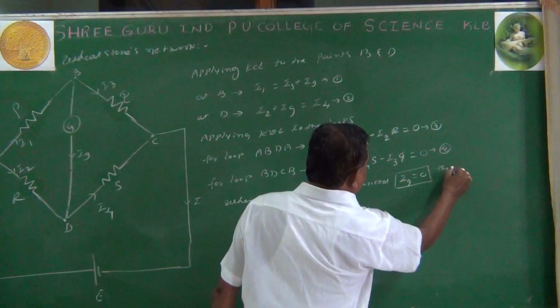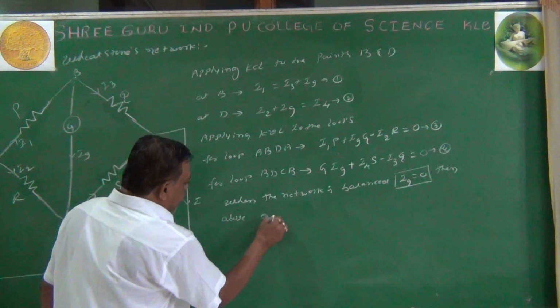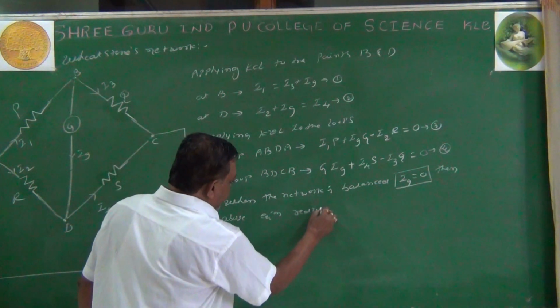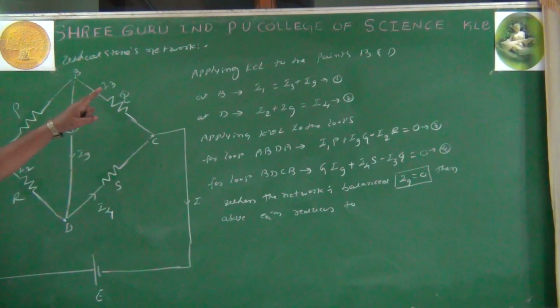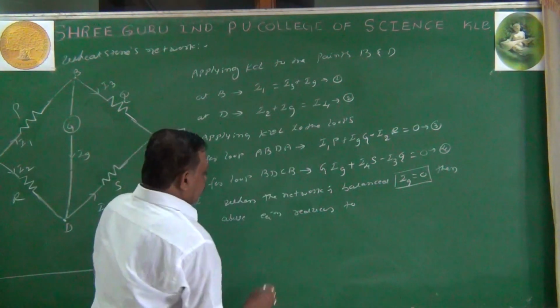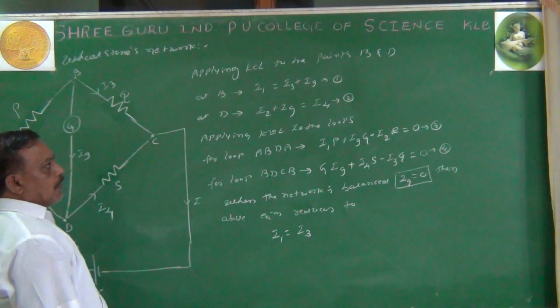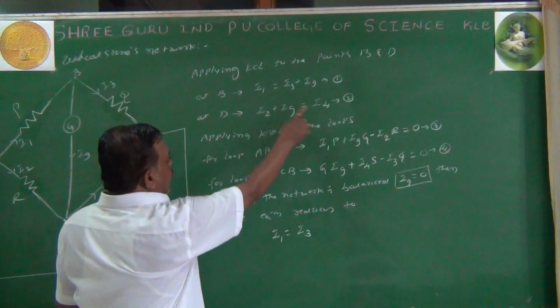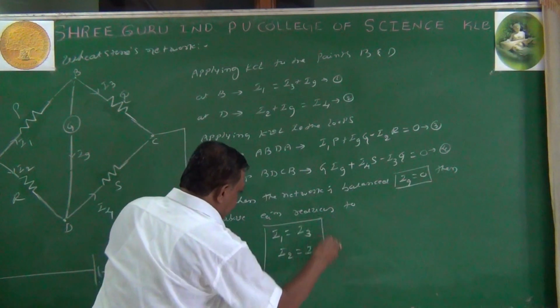Then the above equations reduce. Wherever Ig is available in the above equations, I substitute Ig equals 0 in all the equations. I make the final step. I1 equals I3. When I substitute Ig equals 0 here, I2 equals I4. Now this is one set.